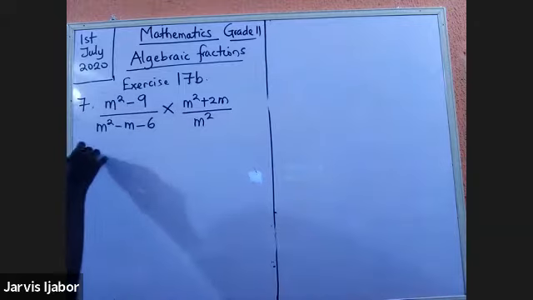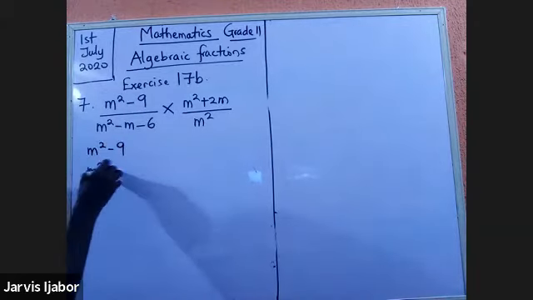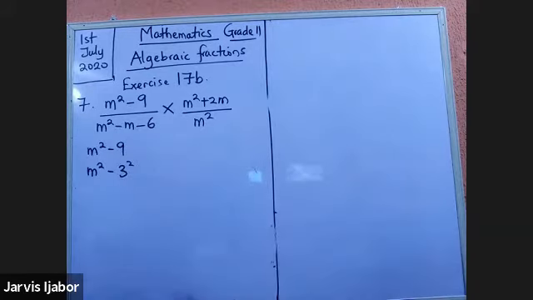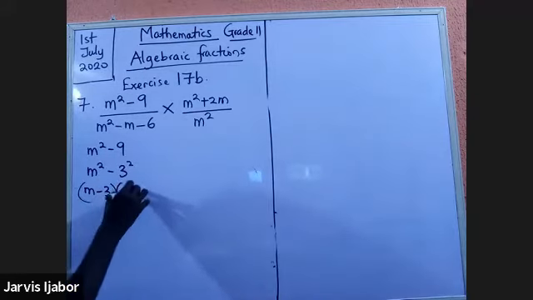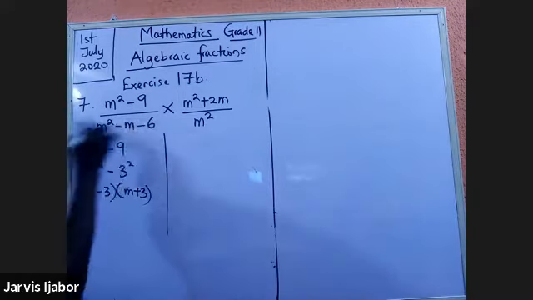If I pick out this m squared minus 9, this will give me m squared minus 3 squared. Now this is a perfect square. So it means as background knowledge, you need to be very grounded in what? Perfect squares. So this will now give me m minus 3 into m plus 3. And that takes care of this. Now try to take care of this part.